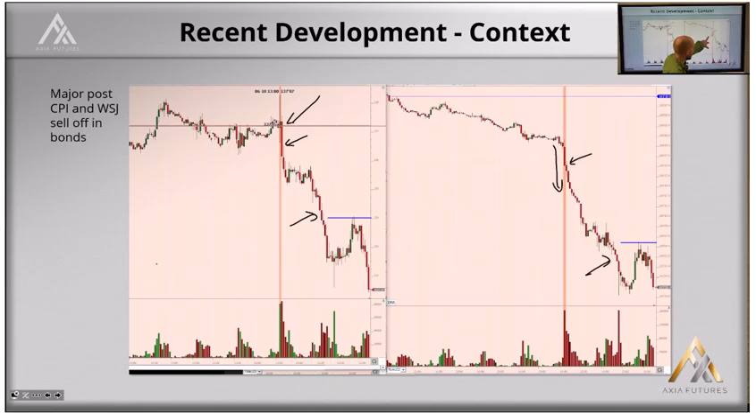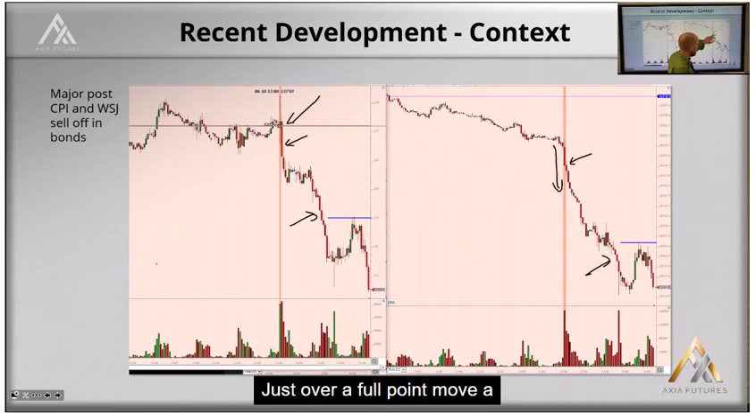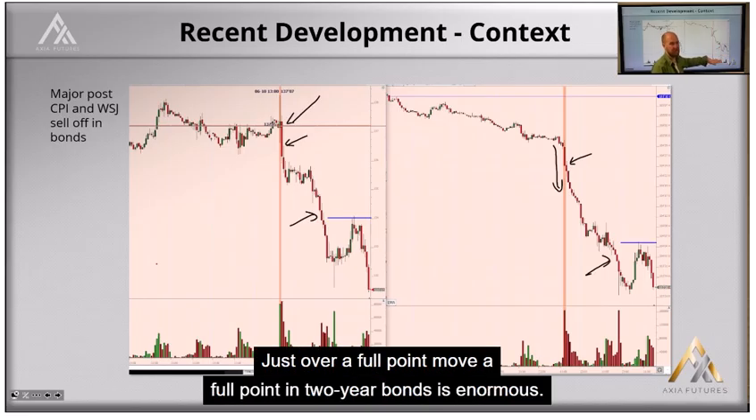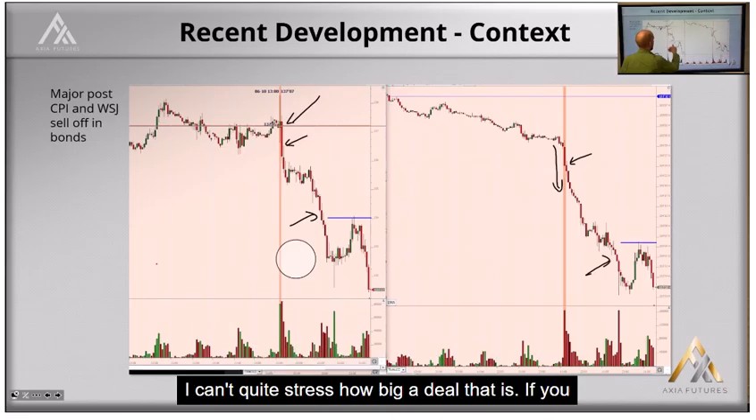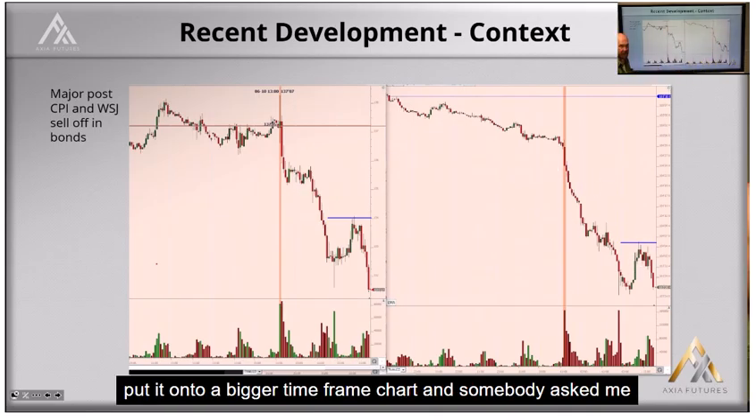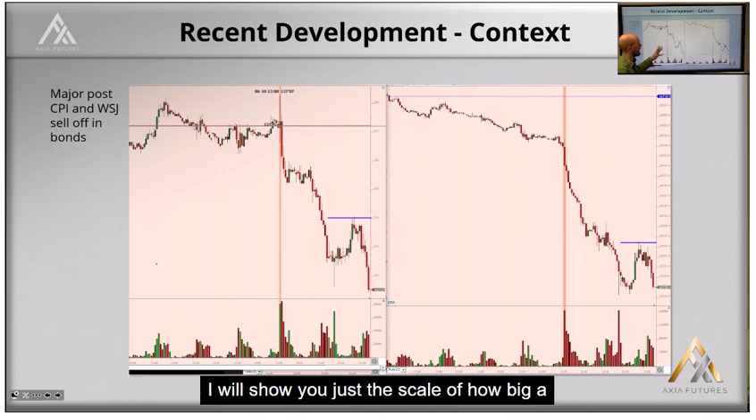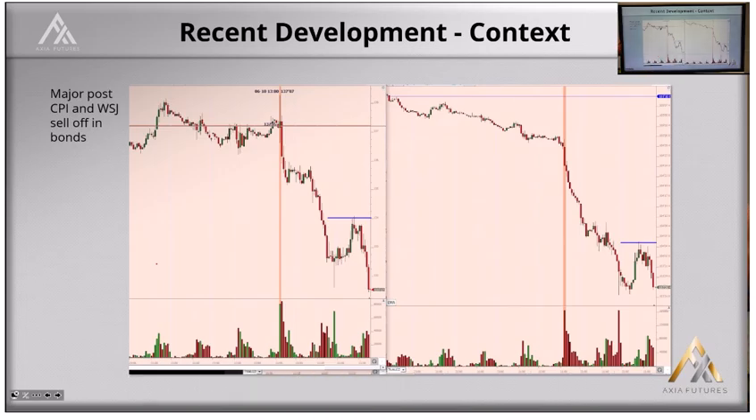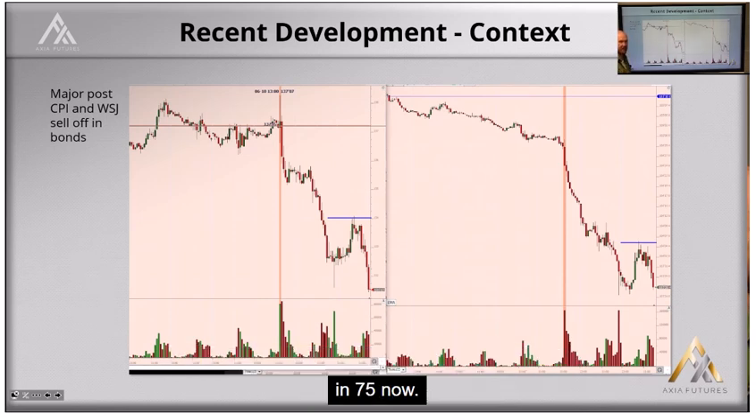For the 2-year bond, just to put it in a bit of perspective, this is just over a full point move. A full point in 2-year bonds is enormous, and I can't quite stress how big a deal that is. If you put it onto a bigger time frame chart, and somebody asked me about that, I'll find a bigger time frame chart for you, and I'll show you just the scale of how big a deal that move is. So that's massive. So what this is doing is pricing in 75 now.